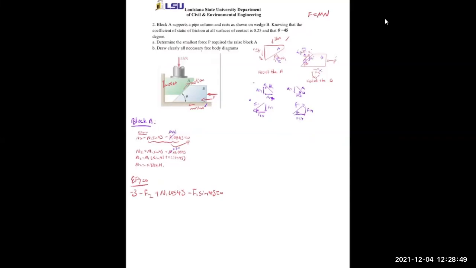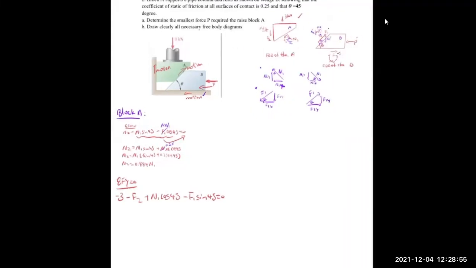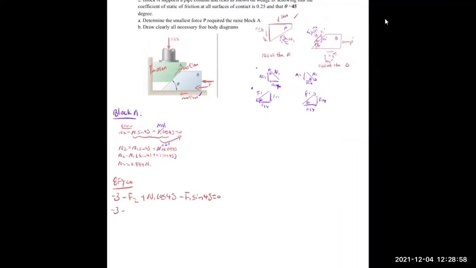Okay. And then we know that F2 is going to be mu s N2. All right, and then F1 is going to be mu s N1. So let's further break it down. -3 minus mu s N2 plus N1 cosine of 45 minus mu s N1 sine 45 equals 0.